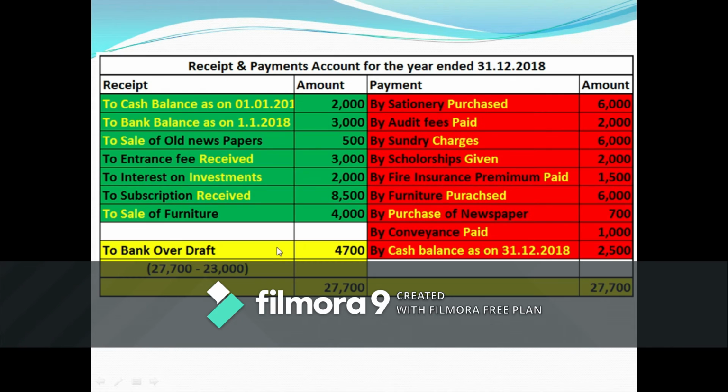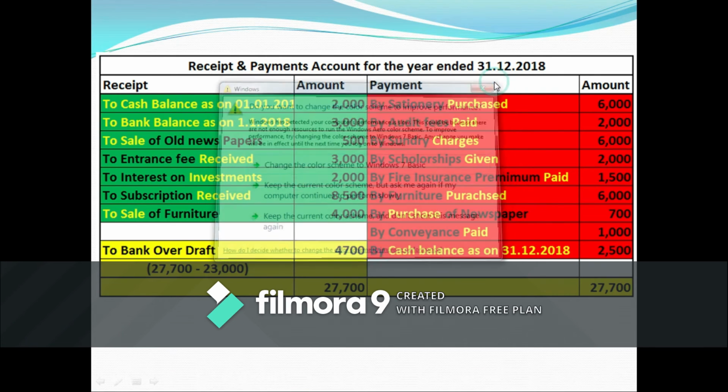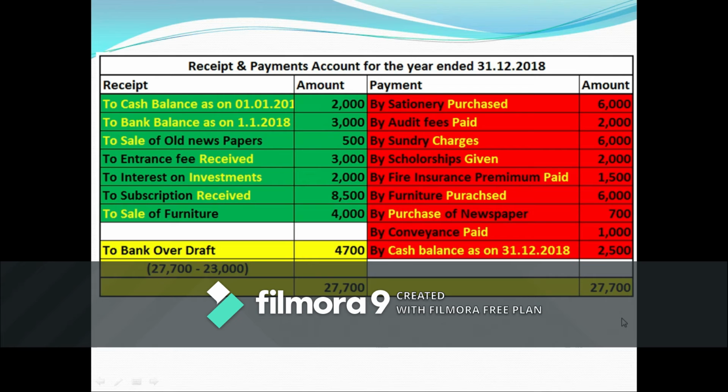Next step, we find out the total of payment and the total of receipt. So total of payment 27,700. The total of receipt 23,000. The balance amount here, balance amount is on the receipt side. That's why here mentioned as bank overdraft. Bank overdraft.